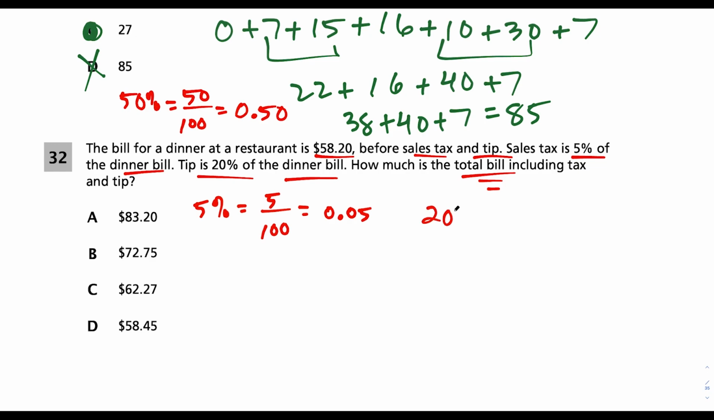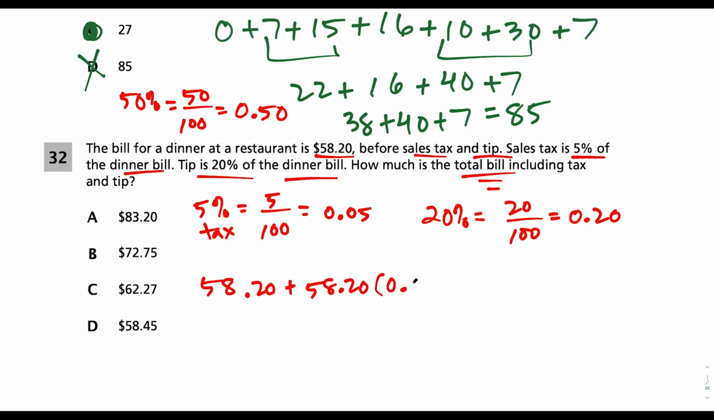And now we've got 20%. 20% is 20 out of 100, and this we could just say is 0.20. So then the total bill is going to be the bill before sales tax and tip, which is $58.20, plus this represents the tax. So we have to include the tax here. We're going to take the bill and multiply it by 0.05, and we have to add that to the bill.